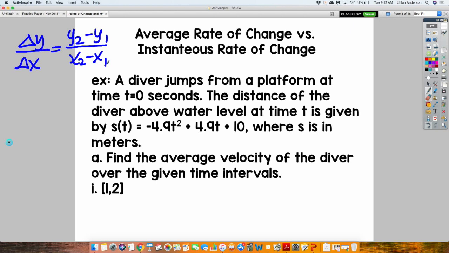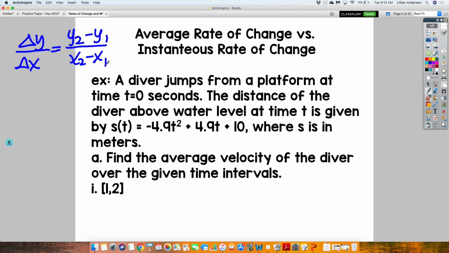So, let's look at an example of average rate of change. A diver jumps from a platform at time t equals 0 seconds. The distance the diver is above the water at time t is given by the equation that you see there, where S is in meters. That equation represents how high you are above the water at a particular time. We want to find the average velocity of the diver over the given time intervals, okay?